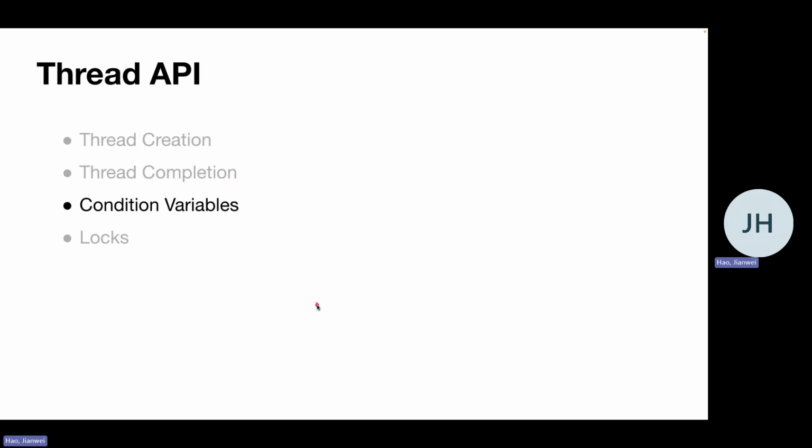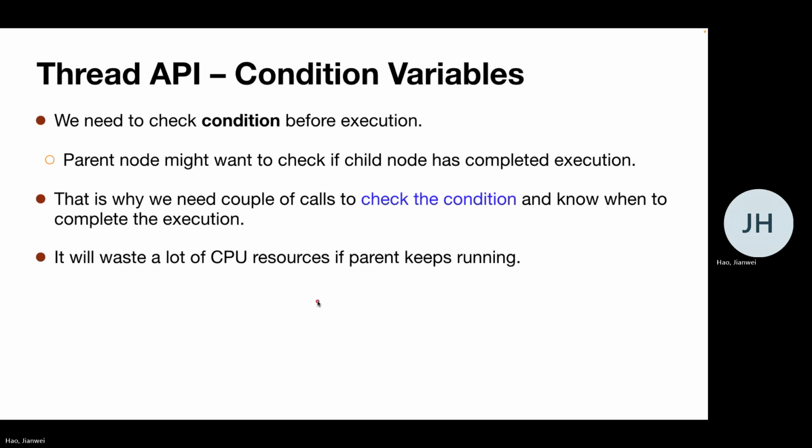The third is the condition variables. So we need to check the condition before the execution for each thread. And parent nodes sometimes need to check if the child thread is completed, or they can check the state if there's any action needed for different child thread states. So that's why we need a couple of calls to check the condition.